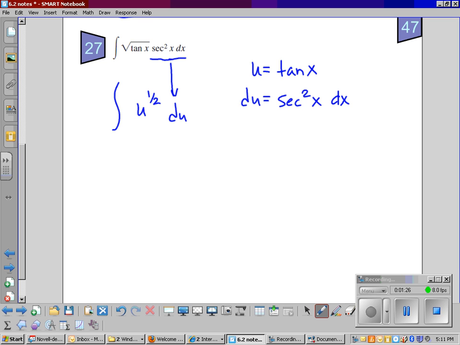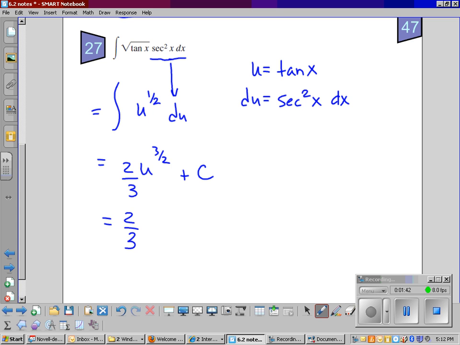So I'm ready to take the antiderivative. So I add 1 to the power. I divide by the new power. Dividing by 3/2 is the same as multiplying by 2/3. Don't forget your plus c. And then I just need to take everything back to x's.